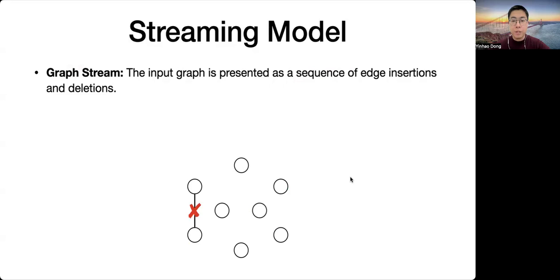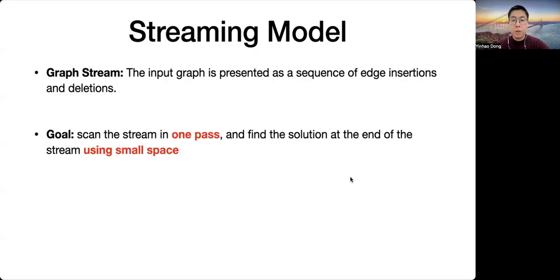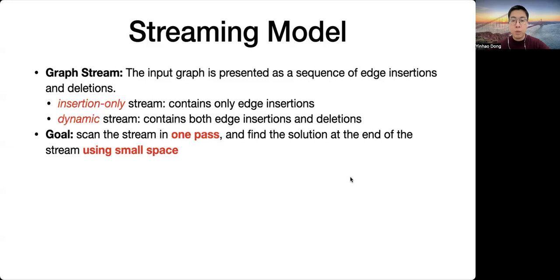This is an edge deletion. The goal of the algorithm is to scan the stream in one pass and find the solution at the end of the stream while using as small space as possible. If the graph stream contains only edge insertions, we call it an insertion-only stream. If it contains both edge insertions and deletions, we call it a dynamic stream.